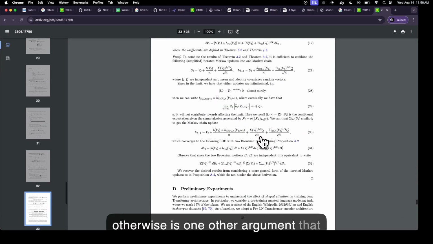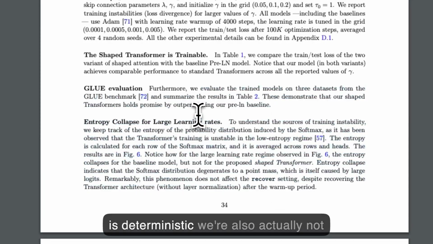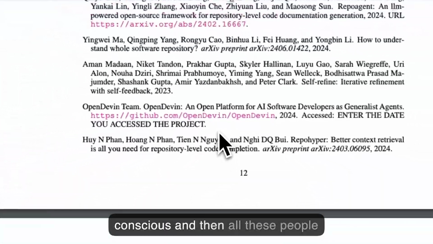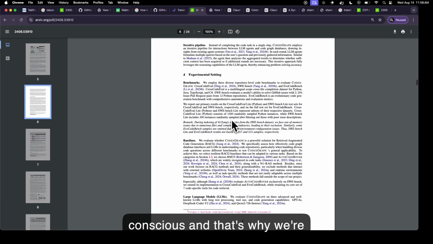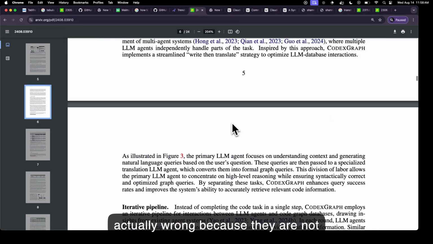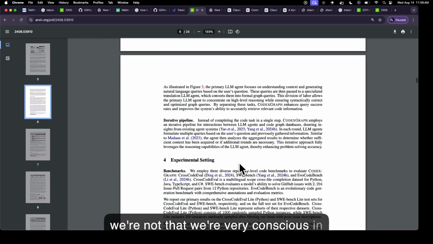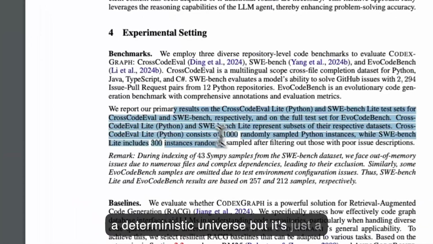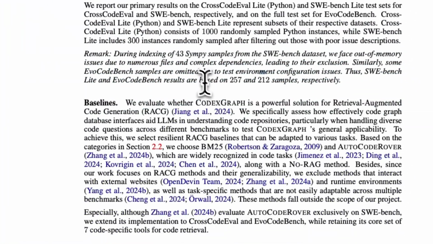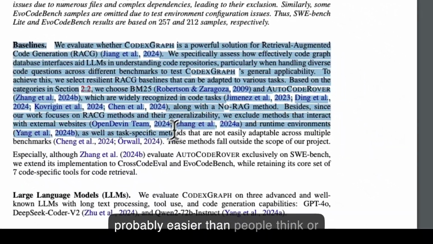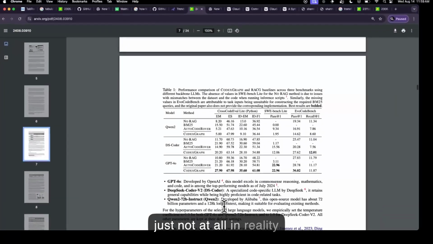Otherwise, there's one other argument Database pointed out: if the universe is deterministic, we're also not conscious, and then all these people arguing that machines aren't conscious are actually wrong, because we are not conscious either, so technically machines are just as conscious as us. Not that we're very conscious in a deterministic universe, but it's just a funny statement, right? To realize it's probably easier than people think, or just not at all in reality.